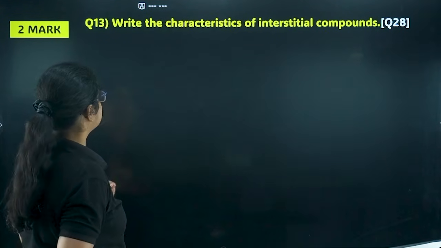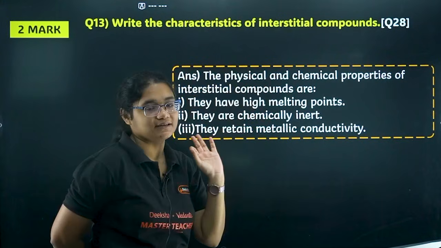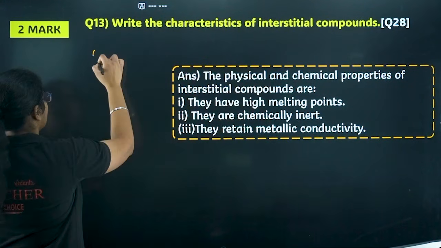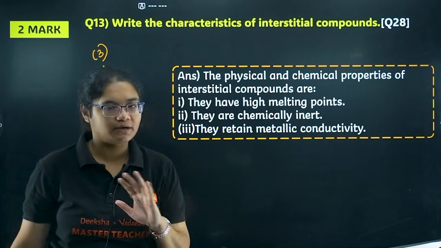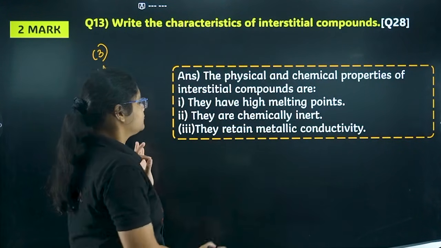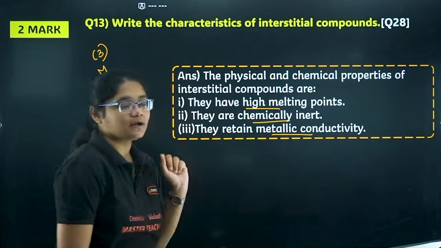Now let's see the next question, characteristics of interstitial compounds. This can also be asked in a 3 marker question because we know 2 to 3 properties can be written. So 2 properties, 3 properties, it can be interchanged and asked. So first is they have high melting points, chemically inert, and retain the metallic conductivity.